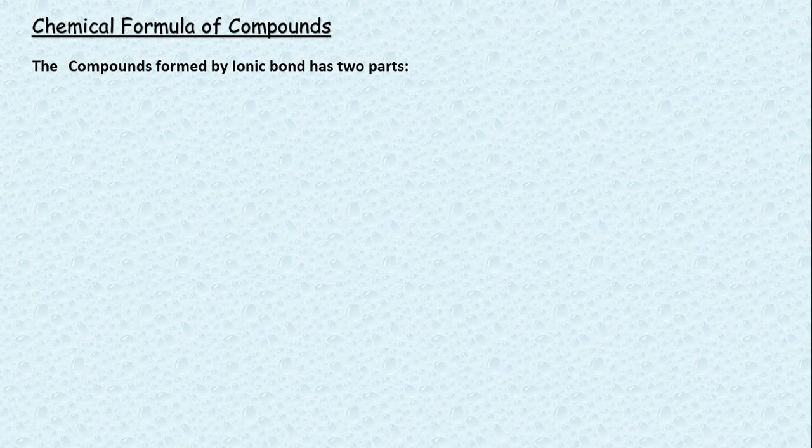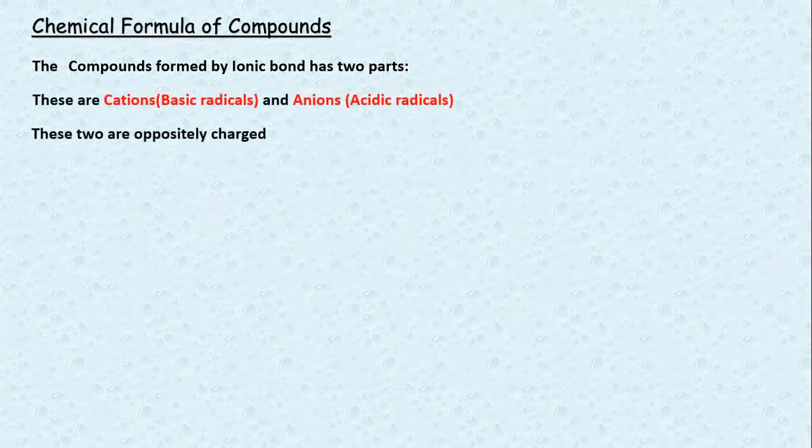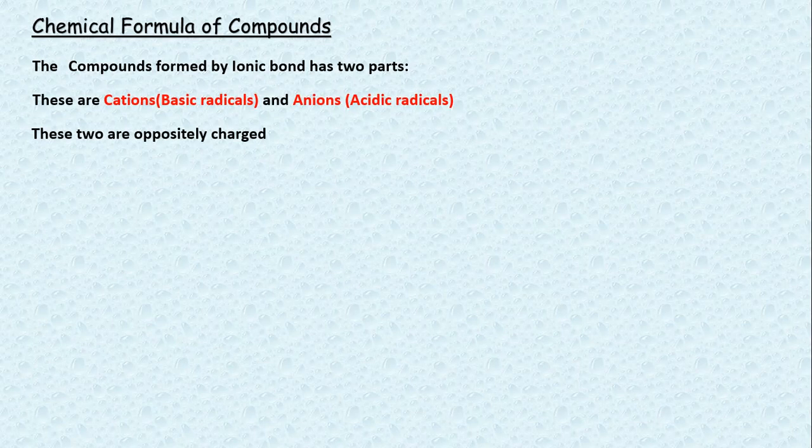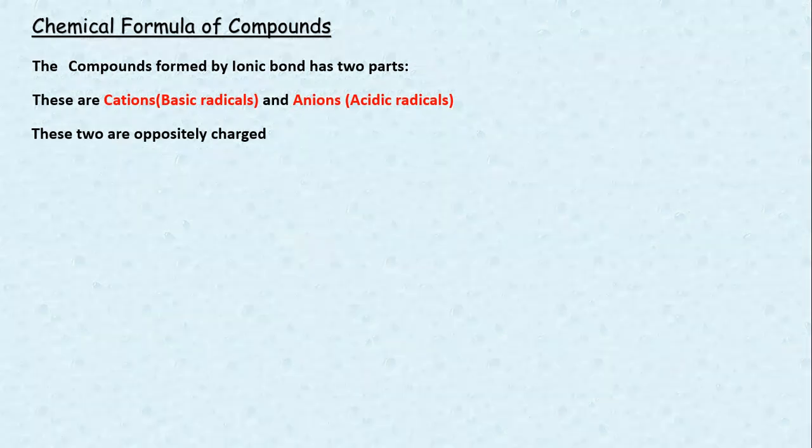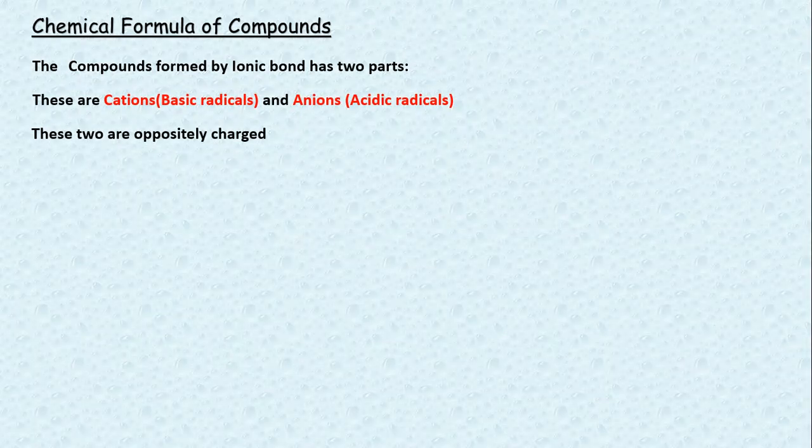The positively charged particles are called cations, whereas negatively charged particles are called anions. Positively charged cations, negatively charged anions. Cations have another name, the pet name, basic radicals. Whereas anions are also called acidic radicals.